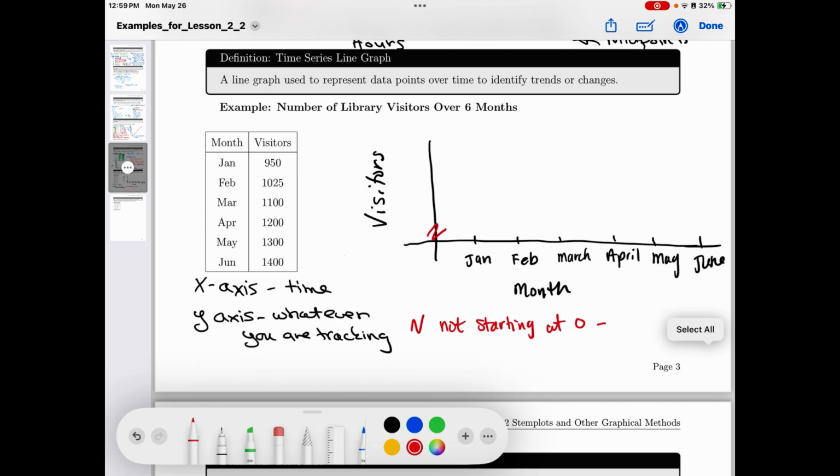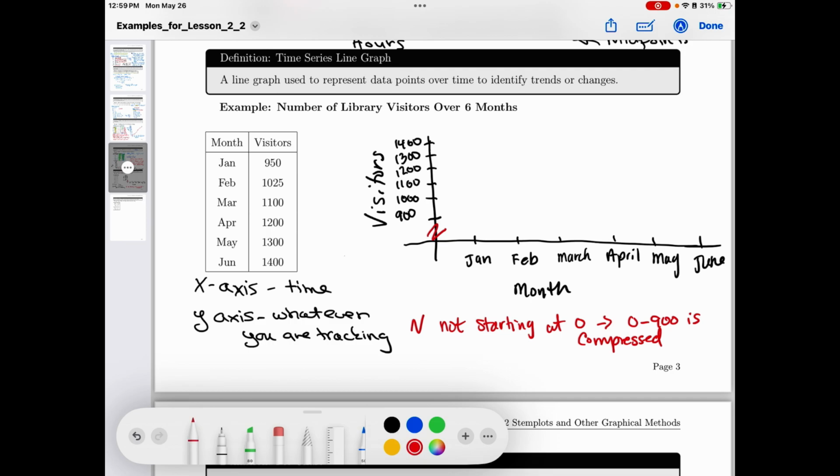Not starting at 0. I'm going to put 0 to 900 is compressed. Okay, so I'm going to start at 900 and go up to 1400. All right, so there's our y-axis, and now we can start graphing.